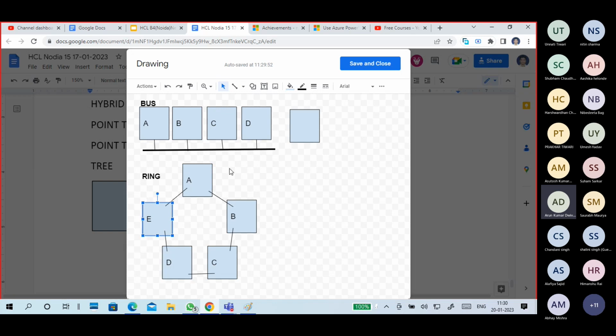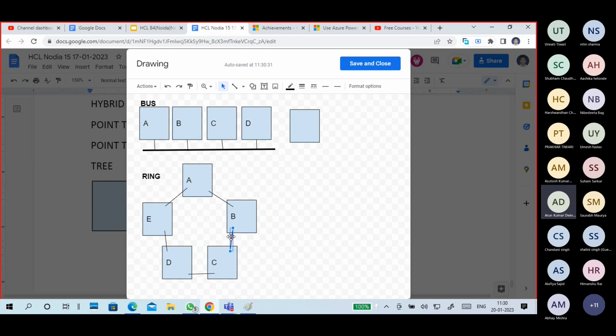What is the problem? Difficulty to scale. If one device is down, for example, if device C is down, communication stops. A cannot communicate with E. E to A communication is there, but A to E communication won't be there.